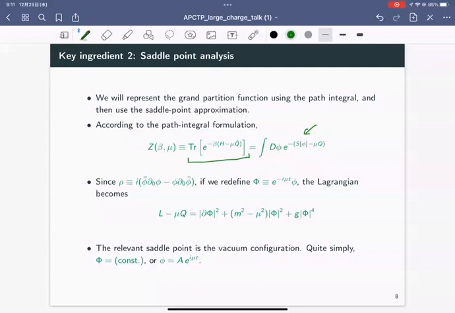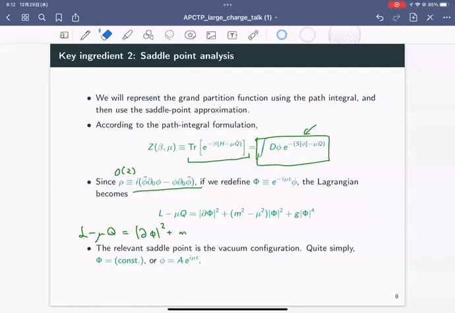And Q is the O(2) charge, with charge density rho. You can use Noether's theorem to see that it is defined like this. So the modified Lagrangian, which is the Lagrangian minus mu times the charge density, looks like the following. Let's forget about the mass term because it's not relevant. Right. It looks something like this.